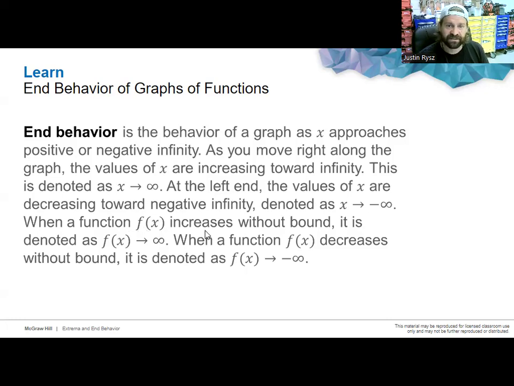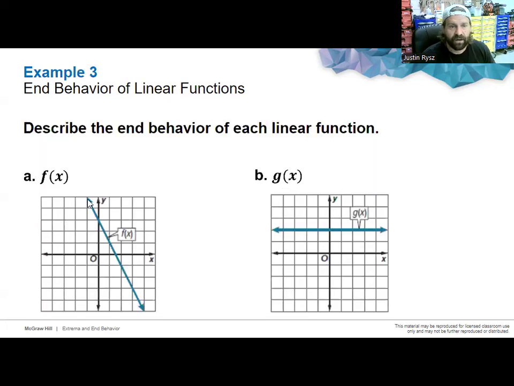So when a function f of x increases without bounds, so if it just keeps going up, up, up, we say f of x goes towards infinity. When a function goes down, down, down, we say f of x approaches negative infinity. Okay, so we're going to look at these ones here, see how we write these. So we got the left side goes up, up, up. The right side goes down, down, down.